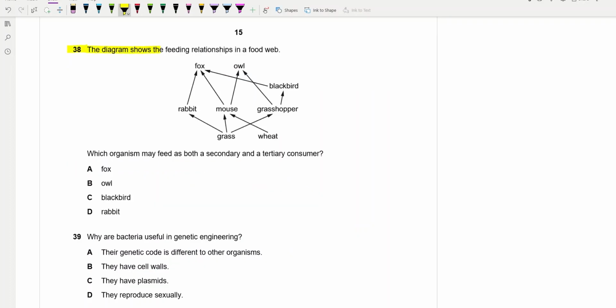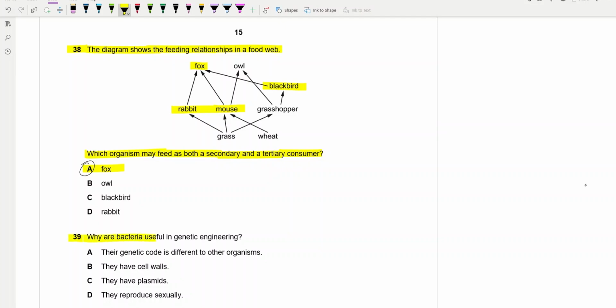Question number 38. The diagram shows the feeding relationships in a food web. Which organism may feed as both a secondary and tertiary consumer? So, fox feeds on blackbird and rabbit, mouse. So, the correct option would be option A, fox.